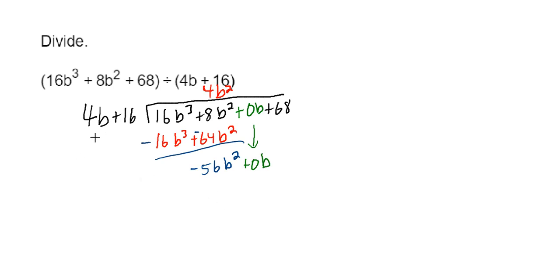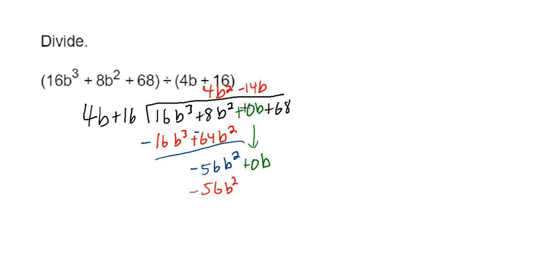What do I multiply to 4b to match the negative 56b squared? Well, you might need to get a calculator out for that. What do I have to multiply to 4 to get negative 56? It's going to be negative 14. And then to get the b squared, I need to multiply by another b. So negative 14b times 4b will give me negative 56b squared.